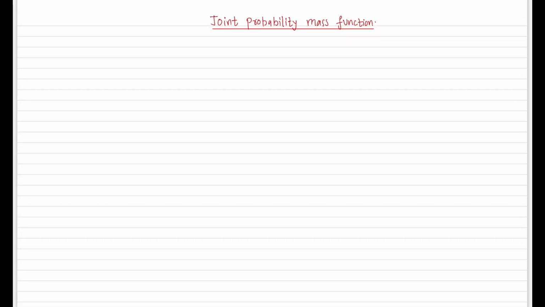Before you start watching multiple random variables, make sure that you have a good understanding of what a random variable is, and you should have a good understanding of single random variables. Let's start with multiple random variables.